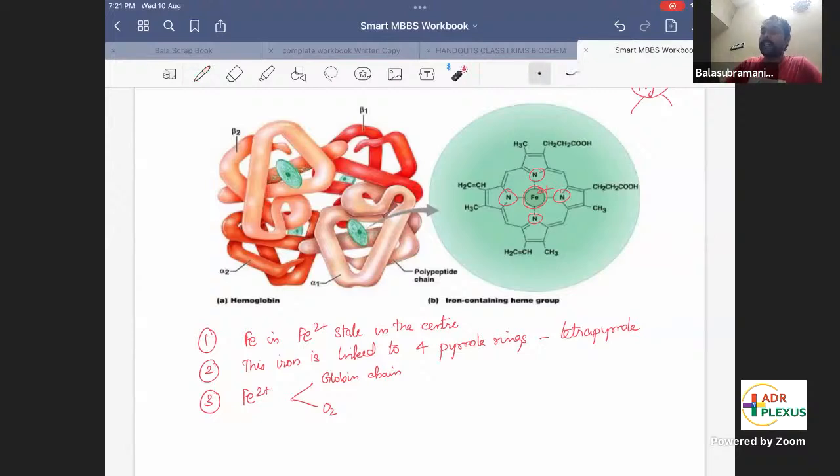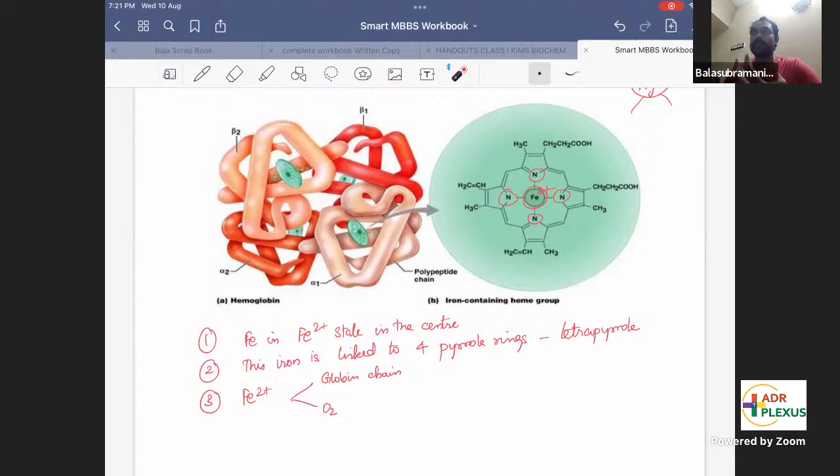If you look here, each heme molecule will be bound to 1 oxygen. This will be bound to 1 oxygen, this will be bound to 1 oxygen, and this will be bound to 1 oxygen. So one heme binds to 1 oxygen. Totally there are 4 heme molecules, so 4 oxygen molecules can be carried by the hemoglobin.